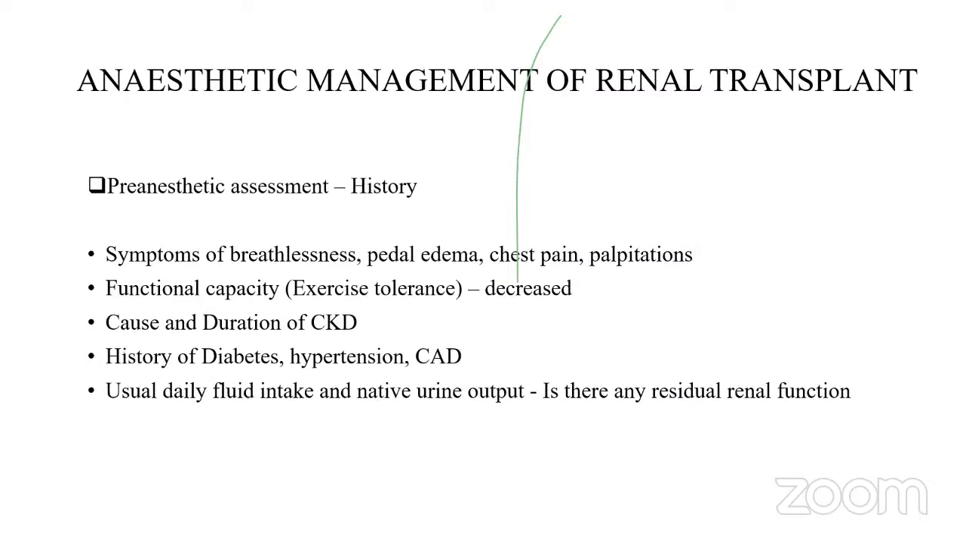Anesthetic management of renal transplant. Pre-anesthesia: the patient should be asked about symptoms of breathlessness, pedal edema, chest pain, palpitation, and exercise tolerance. Usually, these patients have reduced exercise tolerance, and we should ask for the cause and duration of the CKD and history of diabetes, hypertension, and CAD. And we should ask for the usual daily fluid intake and urine output.